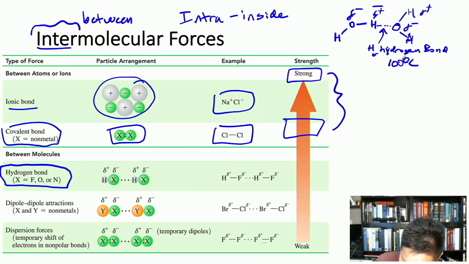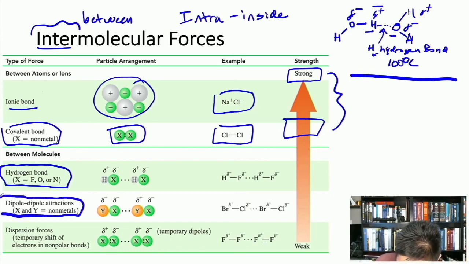And it's usually, again, between a hydrogen that's partially positive and an electronegative nonmetal, right? So that can be a nitrogen, a fluorine, or even an oxygen like we did here. So those are hydrogen bonds. Cool. All right. So next, let's talk about dipole-dipole interactions.